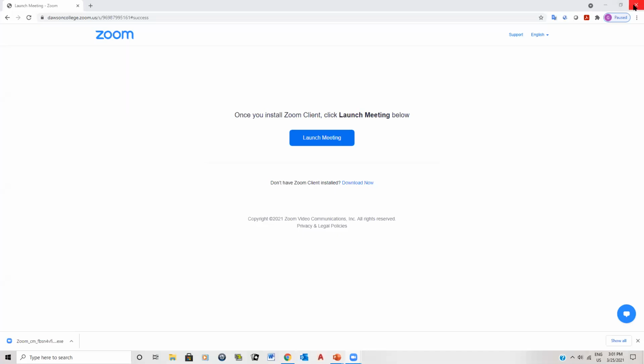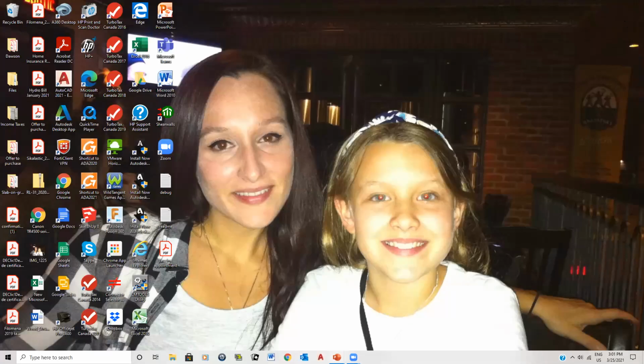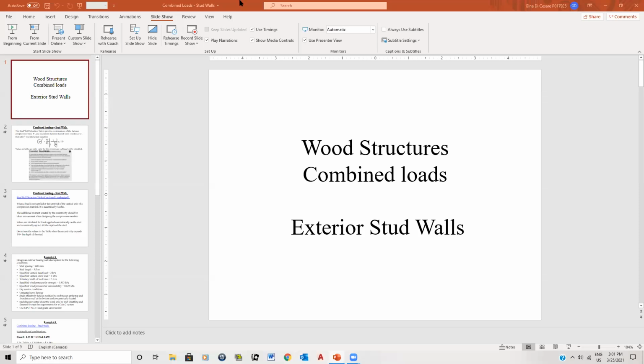With this computer, and we might as well, oops, close this, don't need that anymore. Okay, so today we'll talk about exterior walls, and from the beginning. Let me just make sure I can annotate.